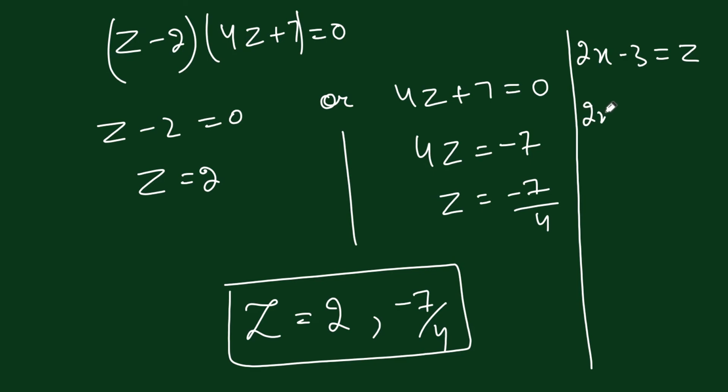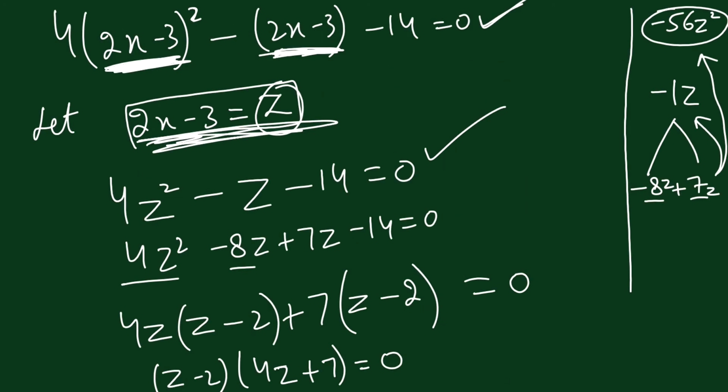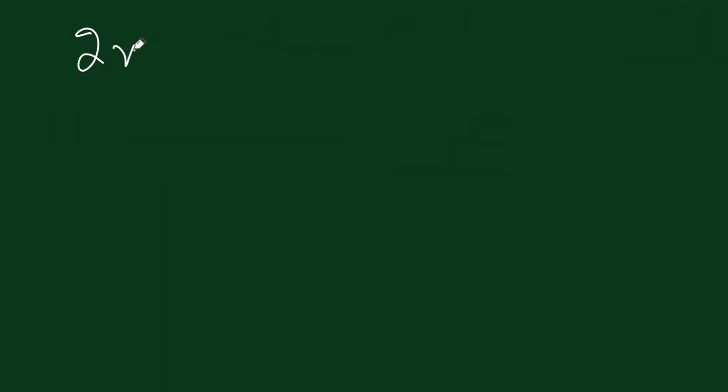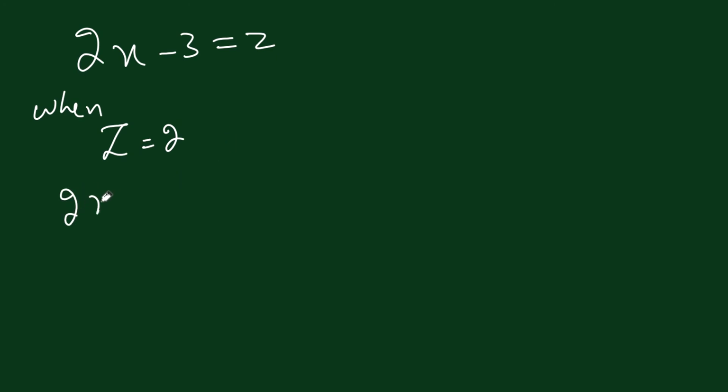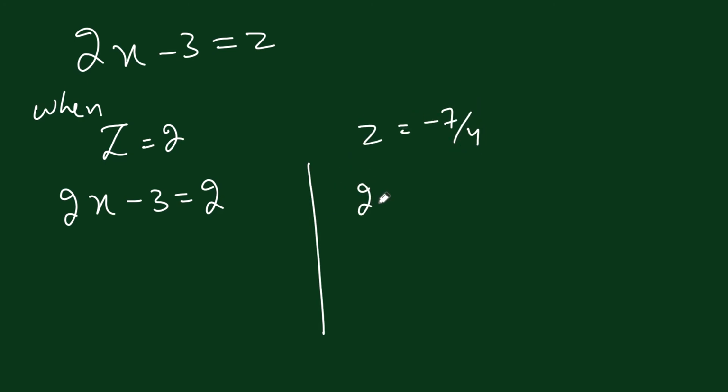So that means either 2x minus 3 is 2 or 2x minus 3 is equal to minus 7 by 4. I'll just simplify it first. Means 2x minus 3 is equal to z, but z has two values. So when z is equal to 2, that means 2x minus 3 is equal to 2, right? But z is also equal to minus 7 by 4. That means 2x minus 3 can also be equal to minus 7 by 4.